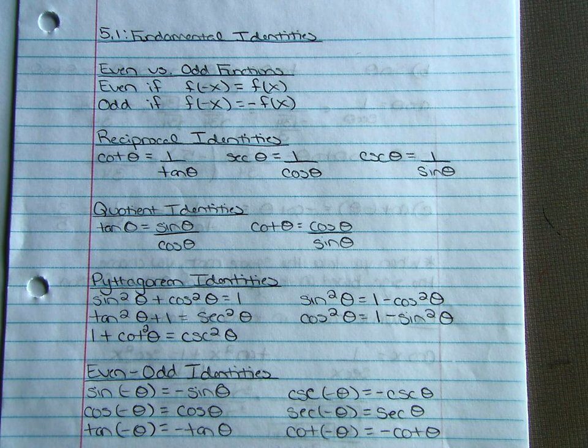You're going to have basically 2-column proofs where we are going to manipulate a trigonometric expression or equation and try to make it look like something else. And we're going to use a whole bunch of different identities for this.